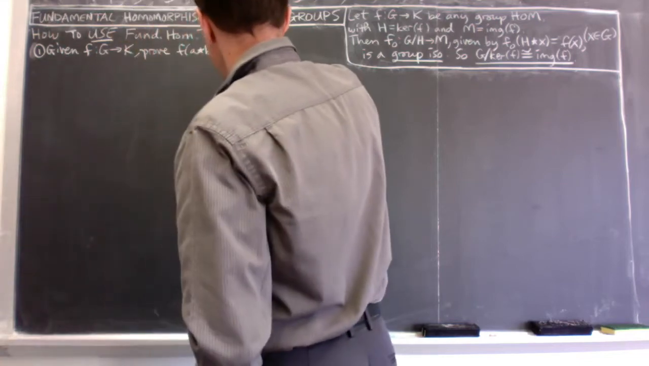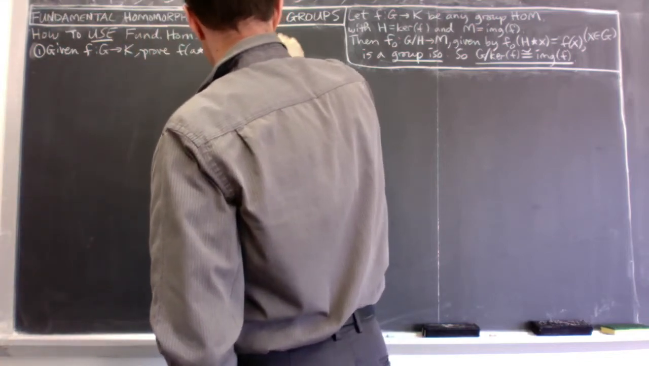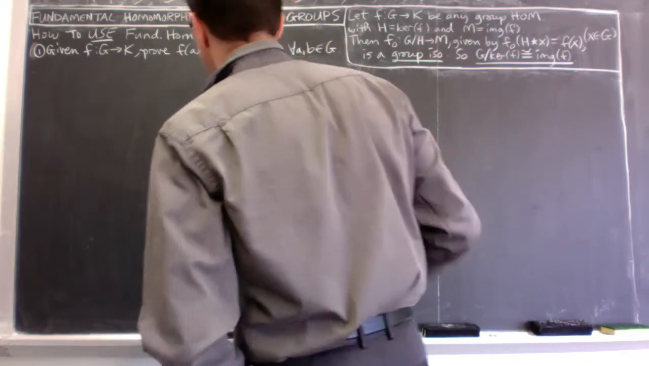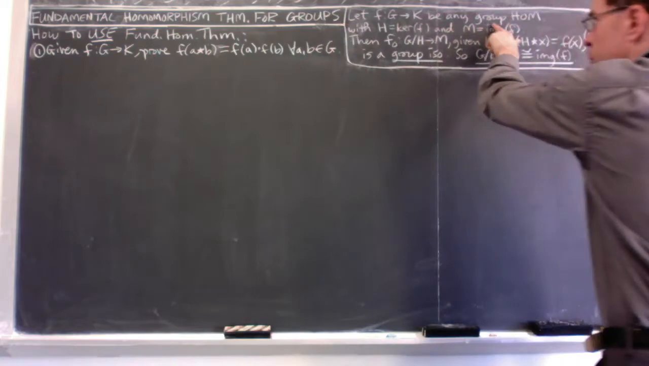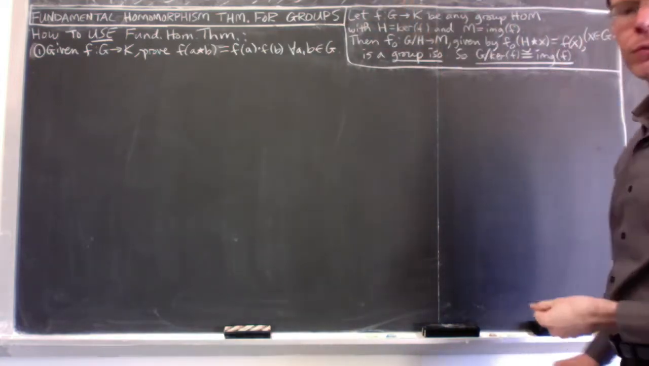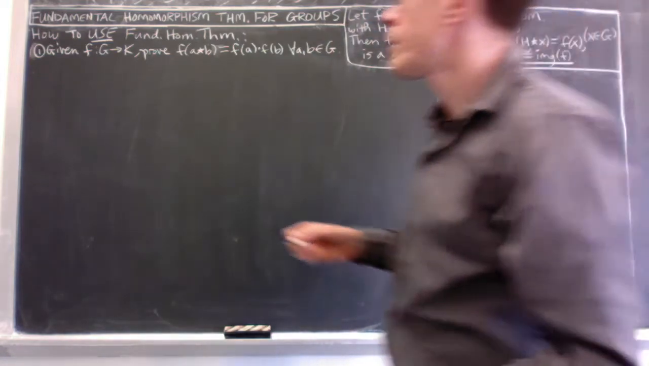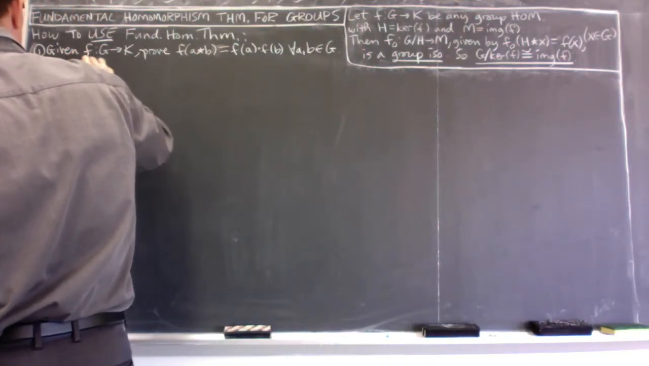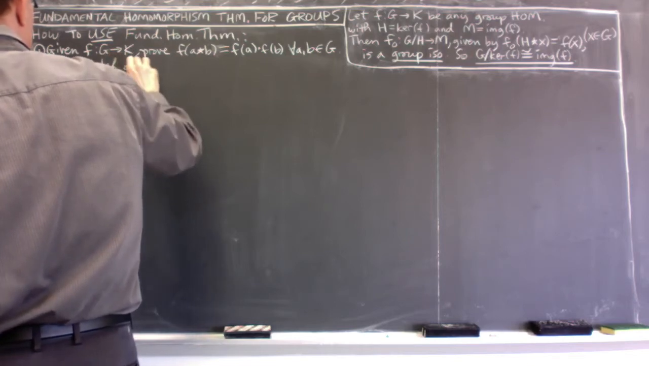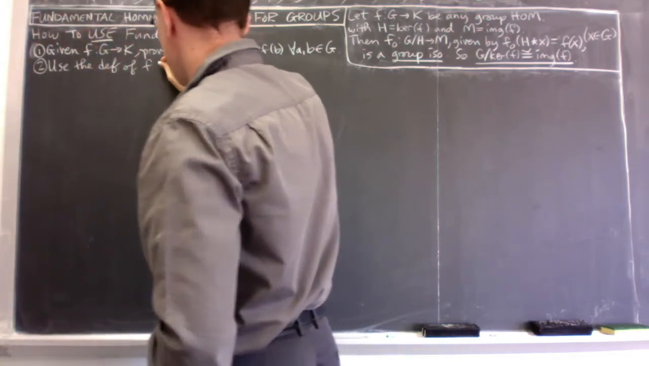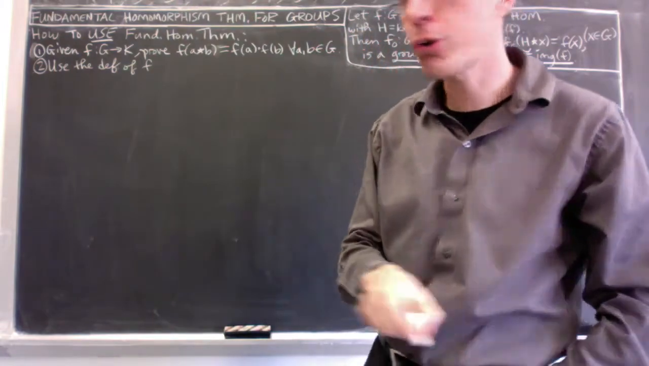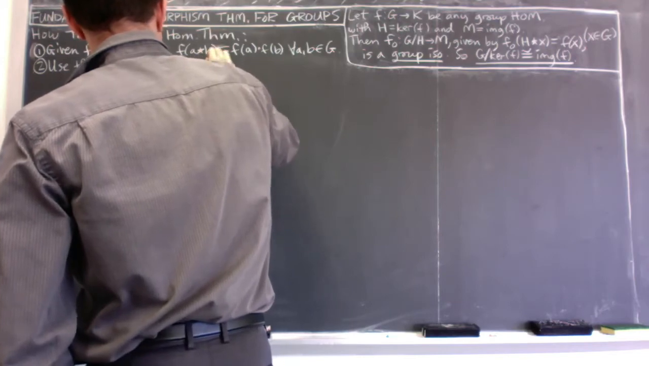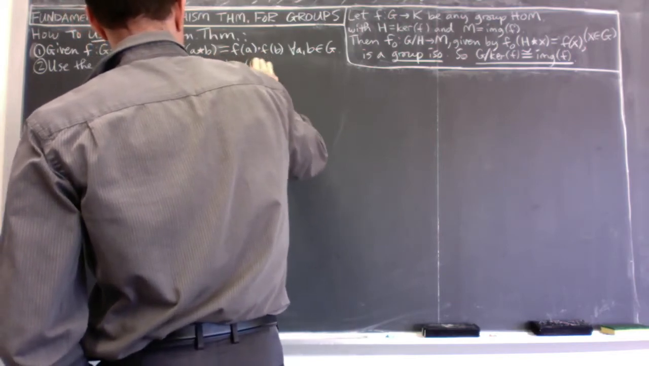Namely, f of a star b is f of a dot f of b for all a, b in G. If you can do that, if you've proved it's a homomorphism, then the theorem applies to every homomorphism. I guess step 2 would be to use the definition of f, which will be different from one problem to the next, to calculate the kernel and the image of f as explicitly as possible.